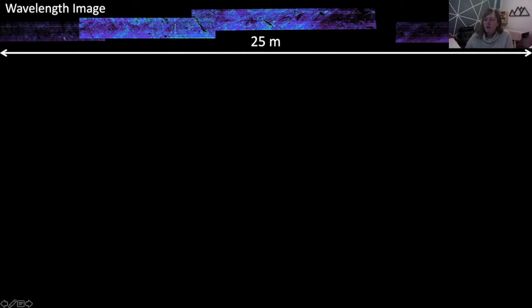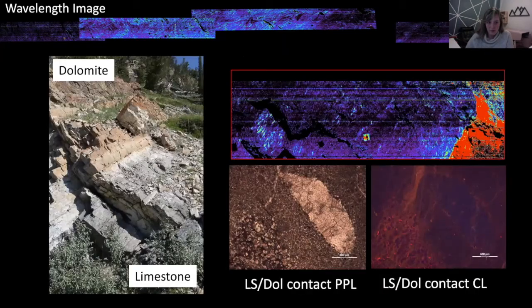If we take a look at the image here, this is the entire section that we scanned. We have the contact between dolomite and limestone at the very far right side of the screen. This contact was not that easy to pick out visually at the outcrop. We had to test with acid as we went along to try to find it. But the wavelength imagery was able to detect that boundary and show us how diffuse it is, and in fact it looks like it's fairly sharp.